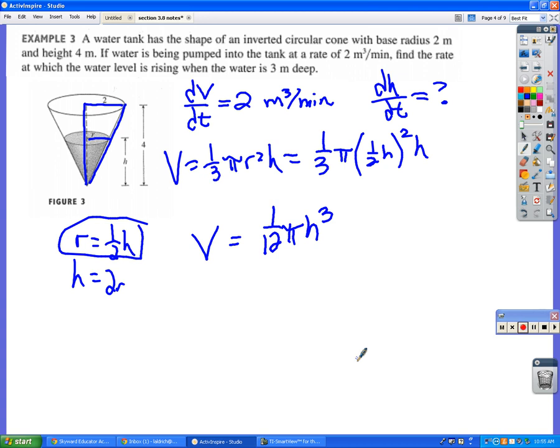So it's always going to be over time because it's a rate of change with respect to time, right? So dV/dt equals 1/4, good, because if you put the 3 in front, 3 over 12 reduces to 1/4. I'm taking the derivative of the right-hand side. 1/4 pi h squared times dH/dt.